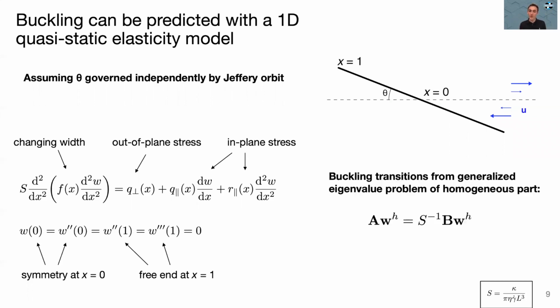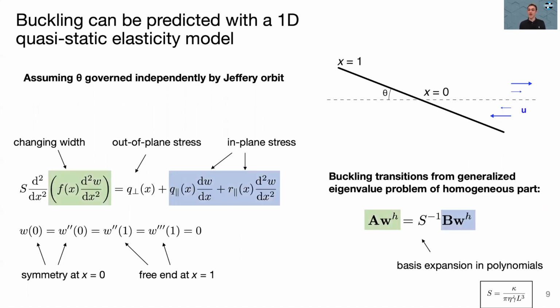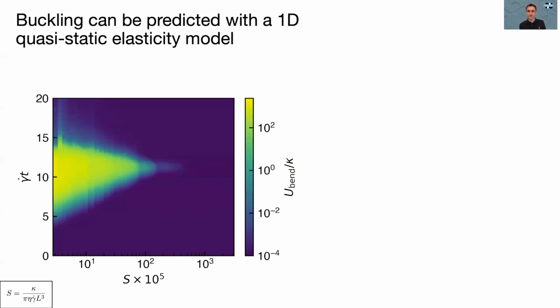Similar to classical Euler buckling of beams, so when you compress a beam, it buckles out, one can write down a generalized eigenvalue problem to solve for the buckling transitions of the sheet, where the operators on the left and right-hand side, A and B, correspond to the left and right-hand sides of this differential equation here, but discretized via a basis expansion in polynomials.